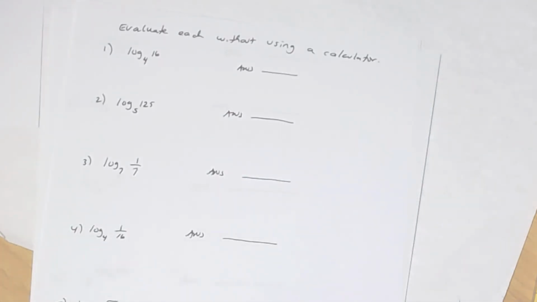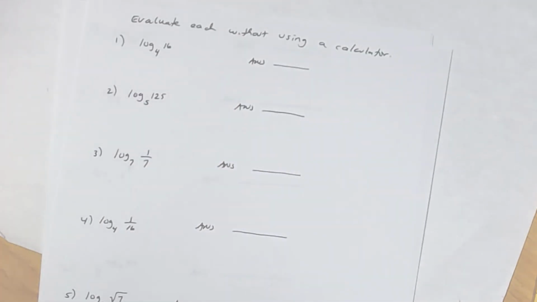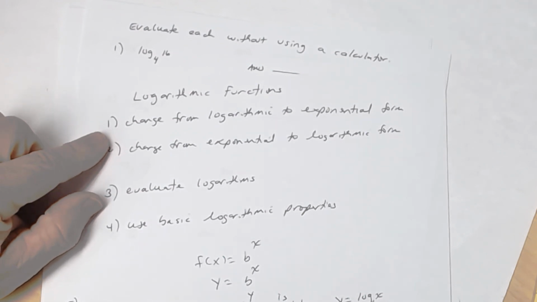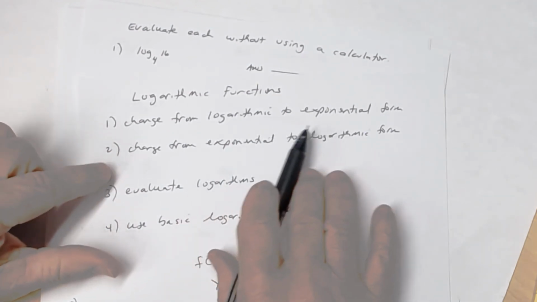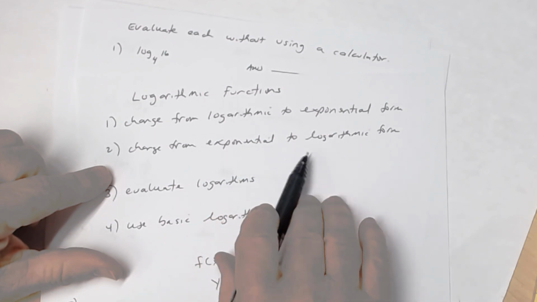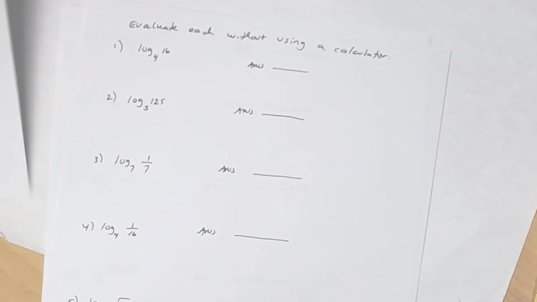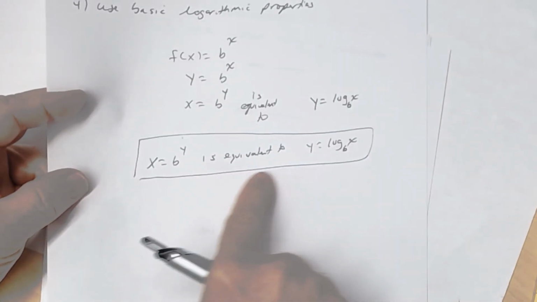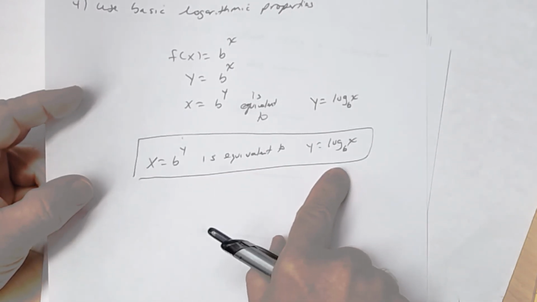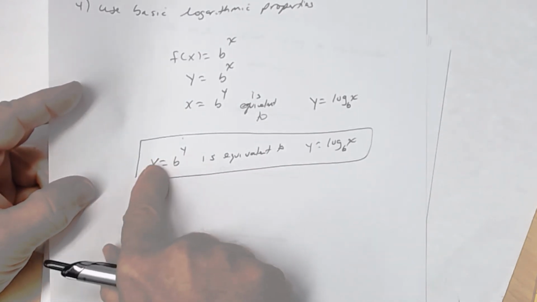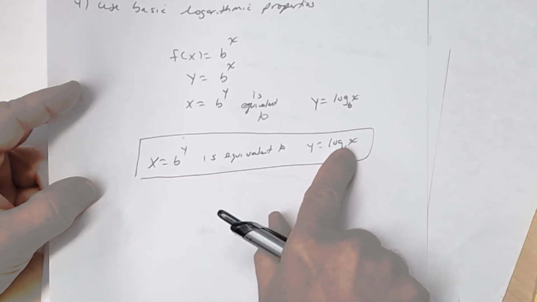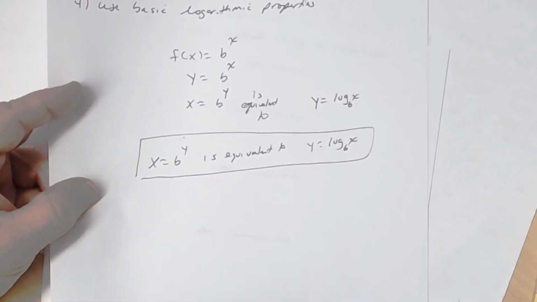All right? Okay, so that was, if I can find it real quick, that was the first two objectives, I believe. Here we go. All right, so that was the first two. So we now know how to change a logarithm to an exponential, and we now know how to change an exponential to a logarithm. And all that involved was just knowing these equivalent equations, going from exponential form to log form, or going from log form to exponential.